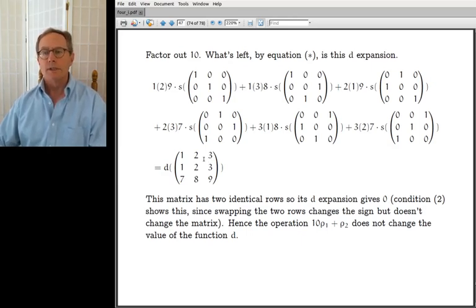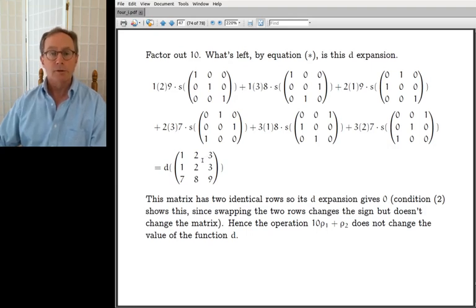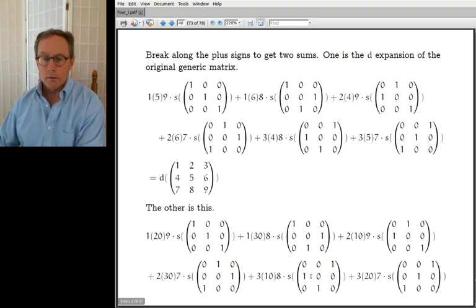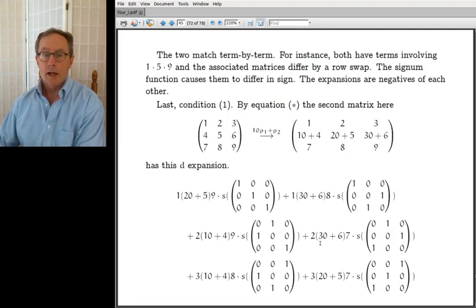So its determinant expansion gives 0. For example, swapping the first 2 rows doesn't change the matrix, but would change its sign. So the same argument that we gave a couple of videos ago shows that the determinant of this is 0. So this here gives 0 because it's 10 times 0. And so what we have here is the sum of 2 things, one of which is 0. So we're back to the original.